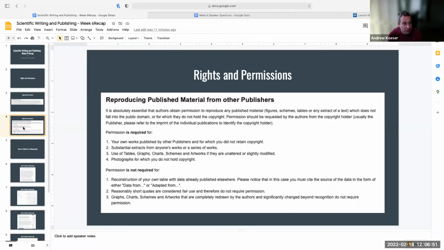And here's a rights and permissions example from right below where I showed you that Creative Commons license. This is from MDPI again, but it has really clear guidelines. So you need permission if you're submitting something to them, and they want to make sure that you're not breaking any of these rules before you submit. And it goes for people using your stuff as well.